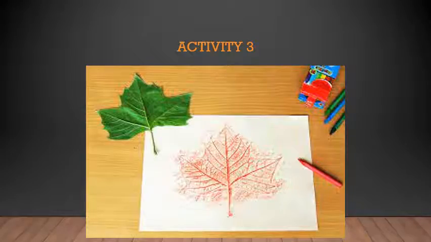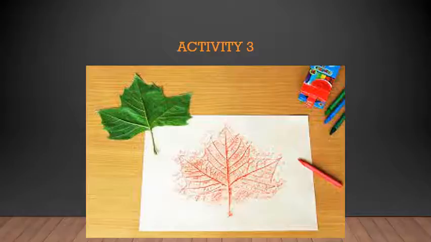Now, in this Activity 3, I am sure you have done this in your drawing classes, right? Activity 3 says, put a leaf under a white sheet of paper or a sheet in your notebook. Hold it in place like how it is shown in the picture in your textbook. Hold your pencil tip sideways and rub it on the portion of the paper having the leaf below it.